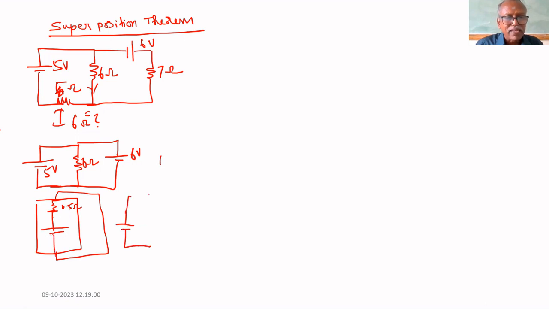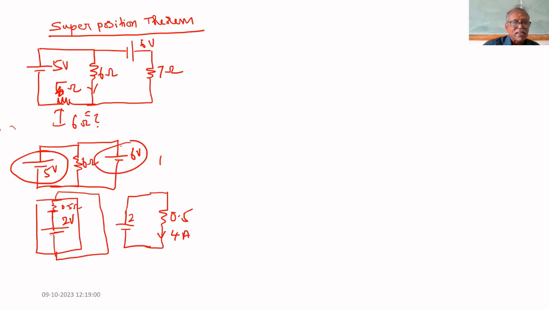I am taking an ideal battery, which has no internal resistance, and putting that resistance outside, 0.5 ohm. What is the current through this? 2 divided by 0.5. How much? 4 ampere. Short circuiting means 2 volt divided by 0.5 equal to 4 ampere. It can give a maximum of 4 ampere only, even if you short circuit it. That is called the internal resistance of the battery. Here, the internal resistance of the battery is 0. That's why it can give infinite current.